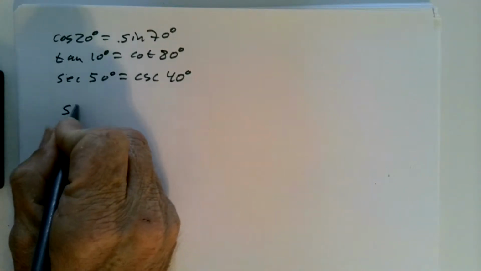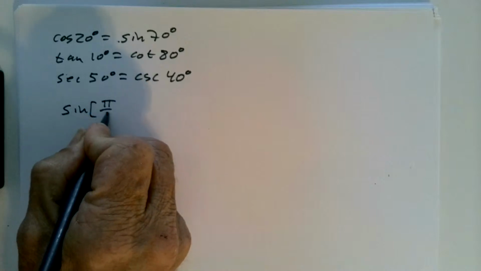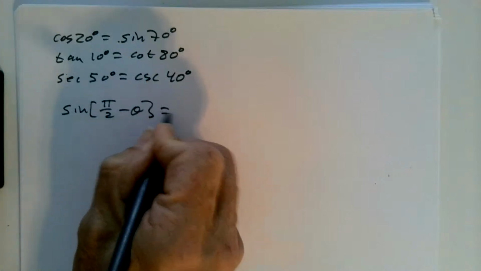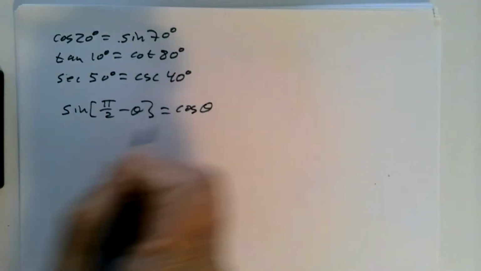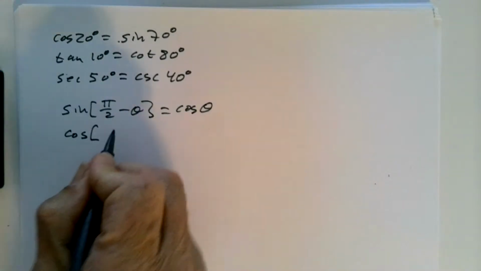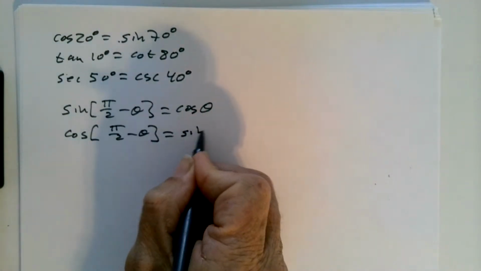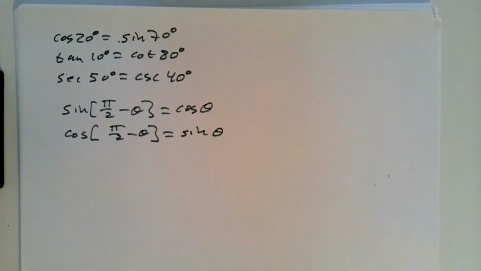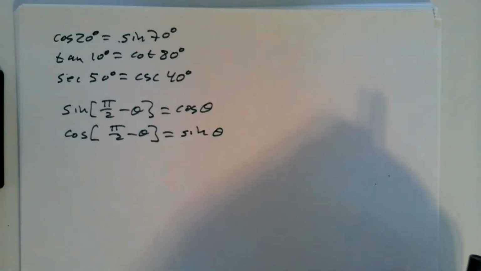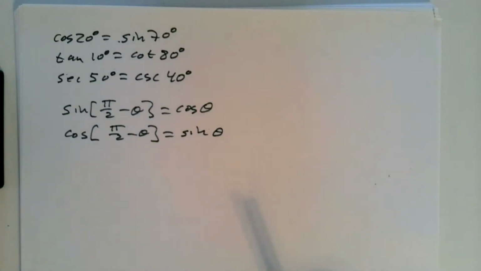So the sine of pi over 2 minus theta is the cosine of theta. Similarly, the cosine of pi over 2 minus theta is the sine of theta. And those can be proven like we just did, looking at the sum identities for sine and cosine. All right, let's look at some proofs. And for the most part, these proofs are a little easier to get that to happen.